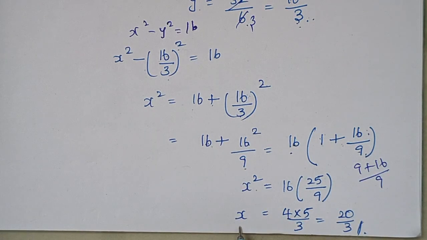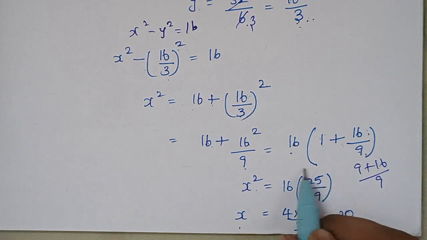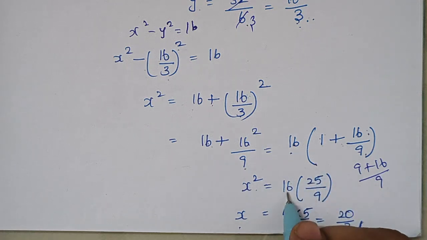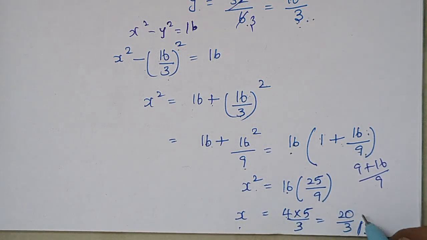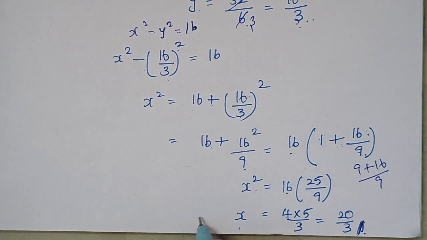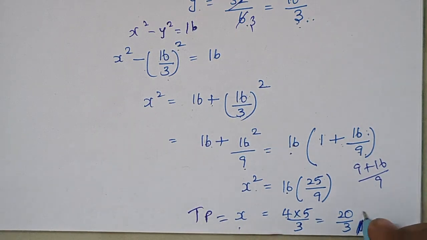But I need only X. Right. So, we are taking square root of all these terms. So, square root of 16 is 4, square root of 25 is 5 and square root of 9 is 3. So, finally 4 into 5 by 3 which is 20 by 3. Right. Therefore, here the length of the side TP is equal to X which is equal to 20 by 3 centimeters.